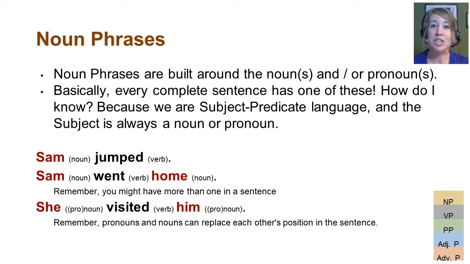We have Sam jumped, and I've already labeled the parts of speech for you, noun and verb. We have Sam went home. And remember, you might have more than one noun in a sentence, right? You might have more than one pronoun or noun in a sentence. In that case, Sam and home are both nouns. And then we also have she visited him. In this sentence, we have 2 pronouns. Remember, pronouns and nouns can replace each other's positions in the sentence. So even though it's a pronoun, it's still going to be an indication that we have a noun phrase.